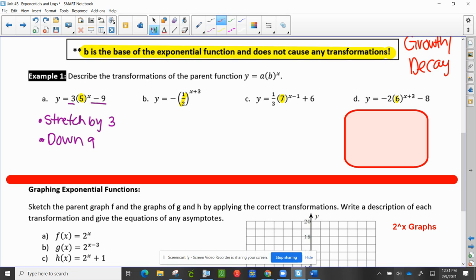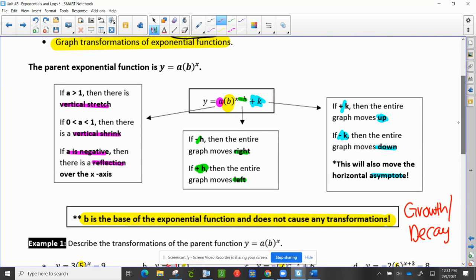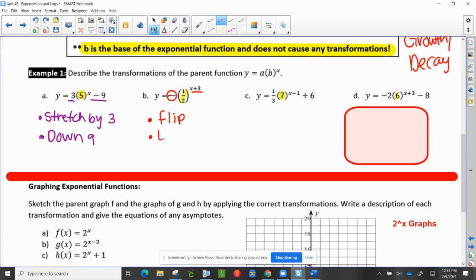Let's look at B here. I have a negative in front and a +3 in the exponent spot. Anytime we have a negative, that's a flip, or reflection. The +3 on the inside with the x is our left or right shift. Plus would move it to the left. So this graph is going to shift left by 3.